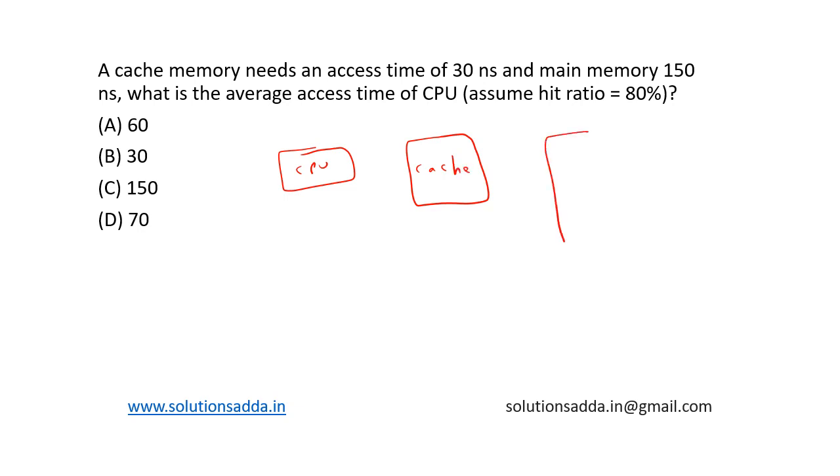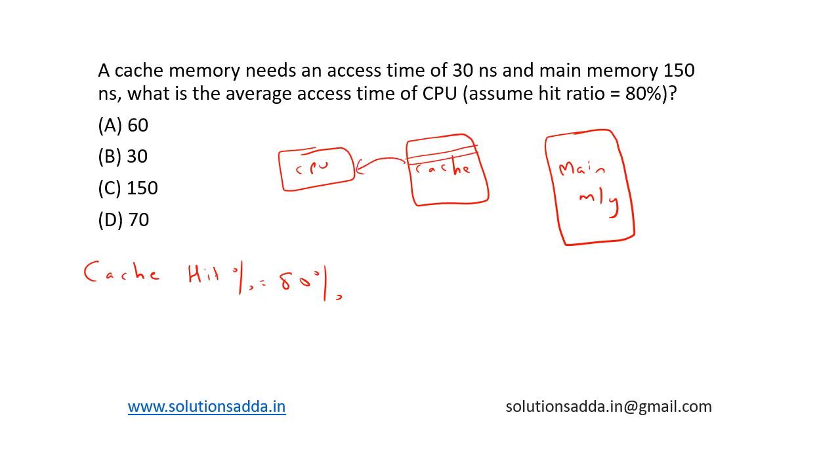Then we have the main memory. This is how the organization is. So cache hit percentage is equal to 80%. So whenever the CPU requests a piece of memory, first it looks into the cache. If it is found in cache, it is directly returned to the CPU. If it is not found in cache, then it goes into main memory for searching. Once it is found in main memory, it is returned back to the CPU. So this is how it goes.